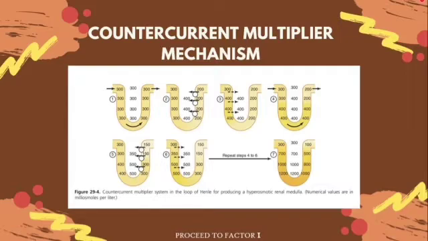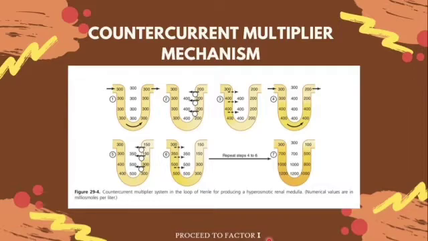This is due to the fact that the descending limb of the loop of Henle is actually permeable to water, causing the tubular fluid and the interstitial fluid to quickly reach osmotic equilibrium because of the osmosis of water out of the tubule. But because of a continued transport of ions out of the thick ascending limb, the interstitial osmolarity is maintained at 400 milliosmoles per liter.